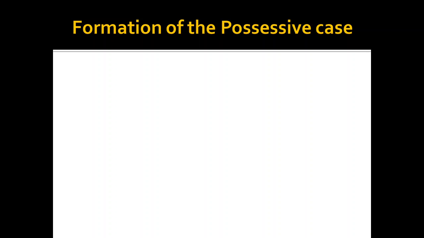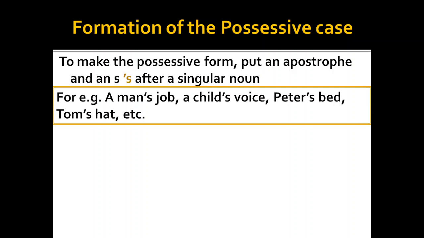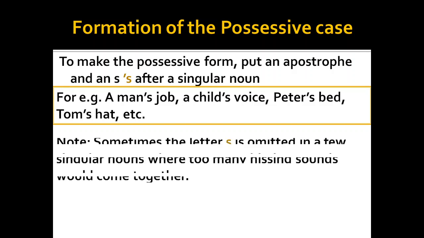Formation of the possessive case. To make the possessive form, put an apostrophe and an S after a singular noun. For example, a man's job, a child's voice, Peter's bed, Tom's hat, etc.